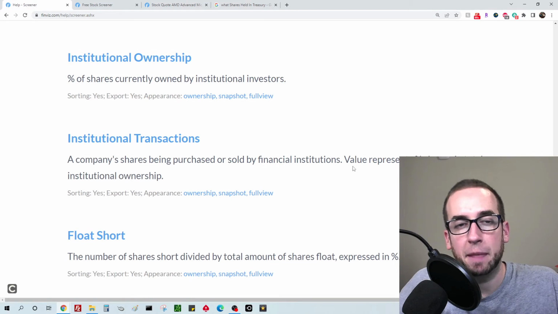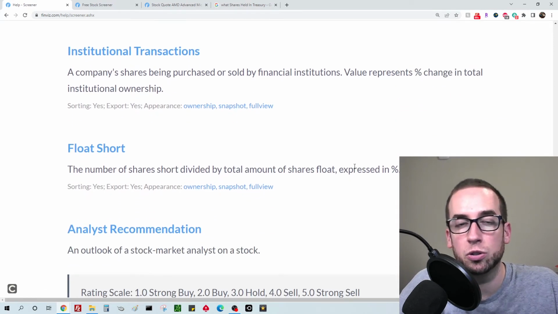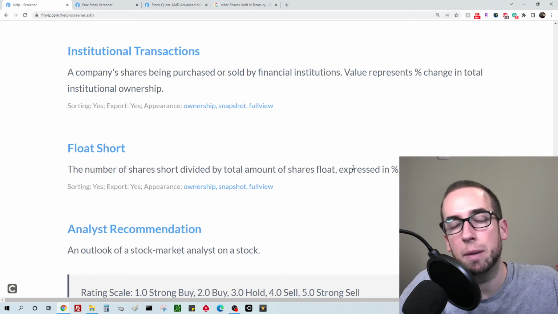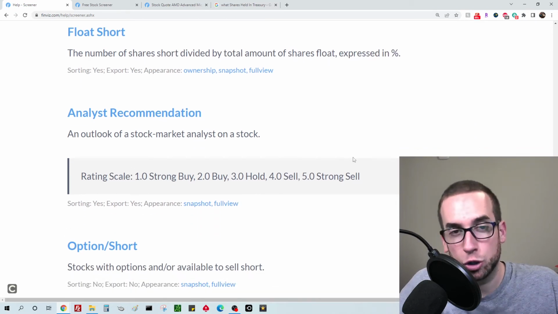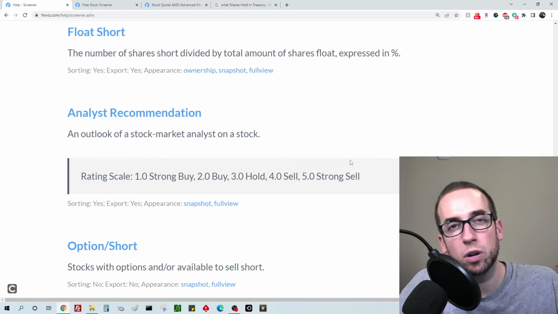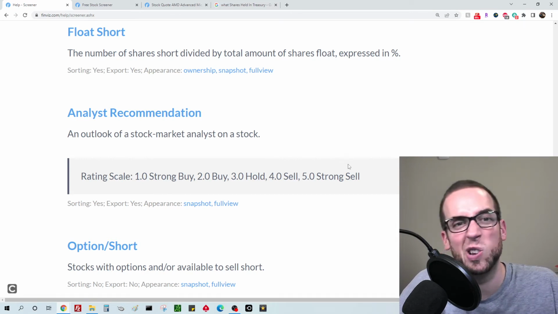Institutional ownership, percentage of shares currently owned by institutional investors. Institutional transactions, a company's shares being purchased or sold by financial institutions. Value represents percentage change in total institutional ownership. Float short is the number of shares short divided by total amount of shares float, expressed in percentage.